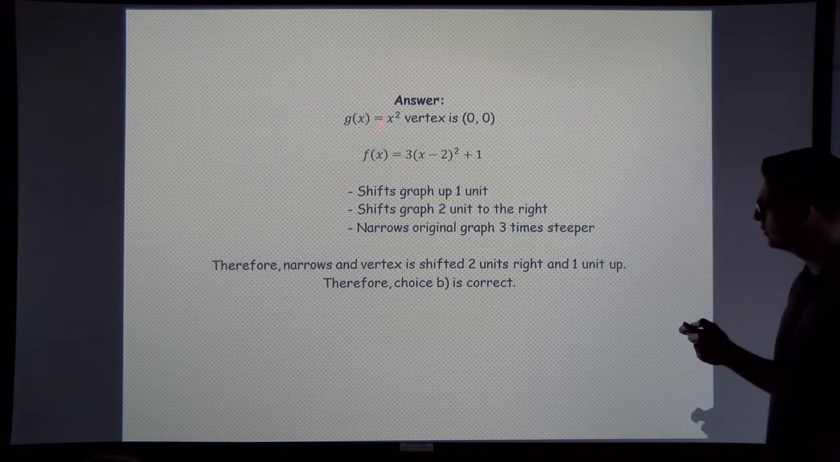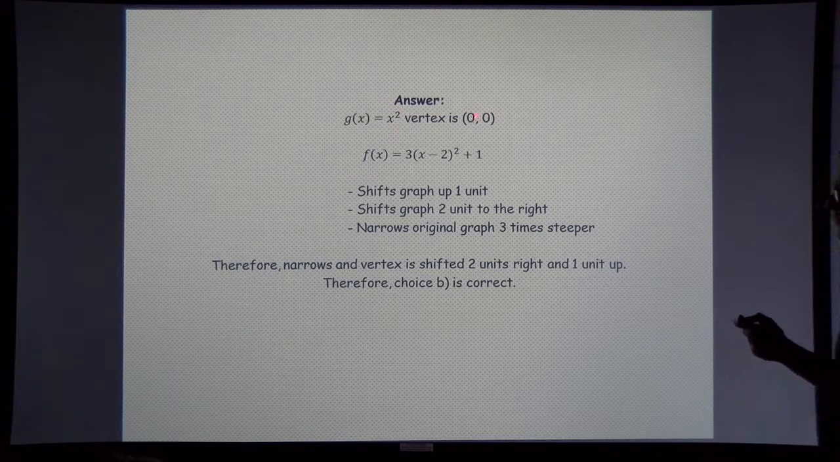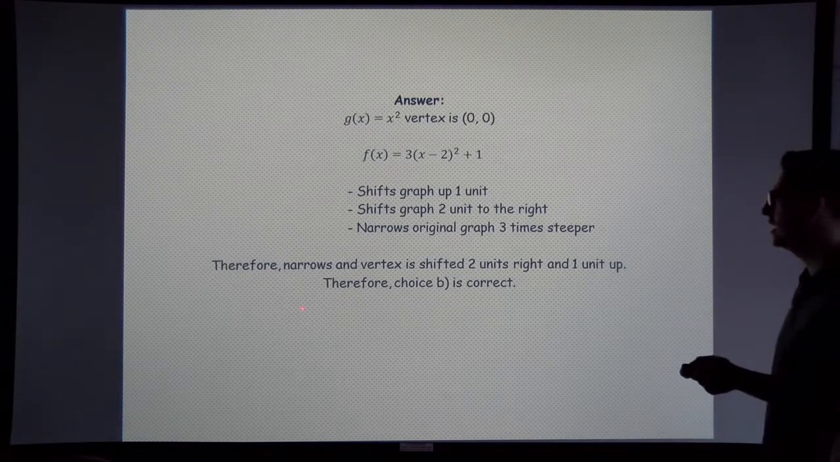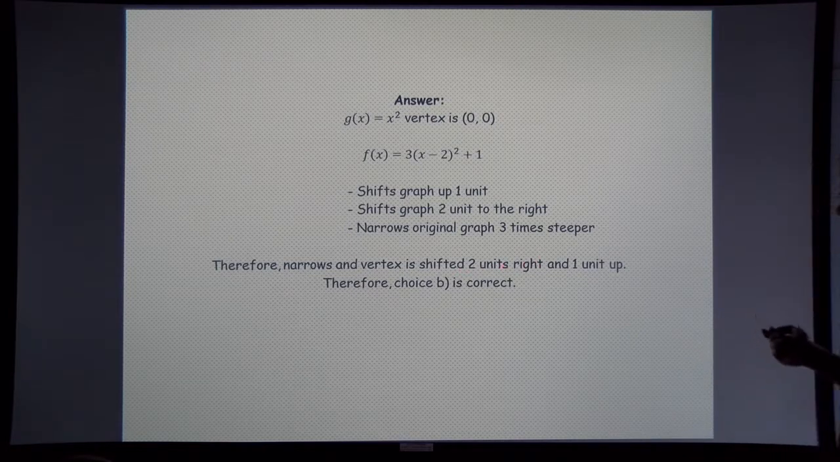So, if we were to graph g of x equals x squared, our vertex is going to be 0, 0. Our parabola is going to be lowest at 0, 0. If we were to graph f of x equals 3 times (x minus 2) squared plus 1, the plus 1 is going to shift the graph up 1 unit, and it's going to shift the graph 2 units to the right, and with our 3, it's going to narrow the original graph, making it 3 times steeper. So therefore, it narrows, and the vertex is shifted 2 units to the right and up 1 unit. That means choice B is our correct answer. So that's how g of x and f of x compare to each other.